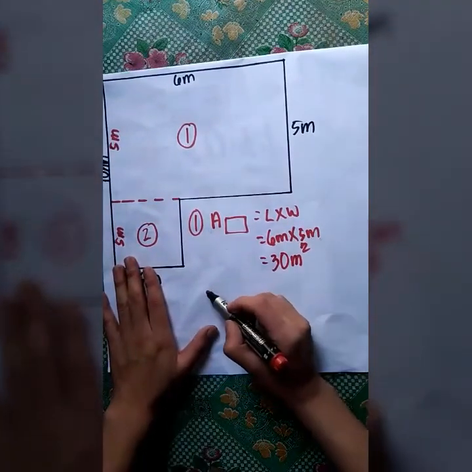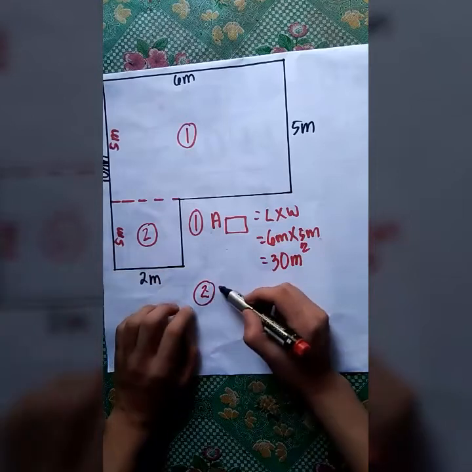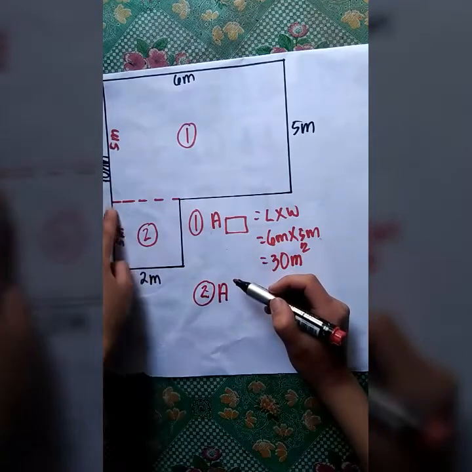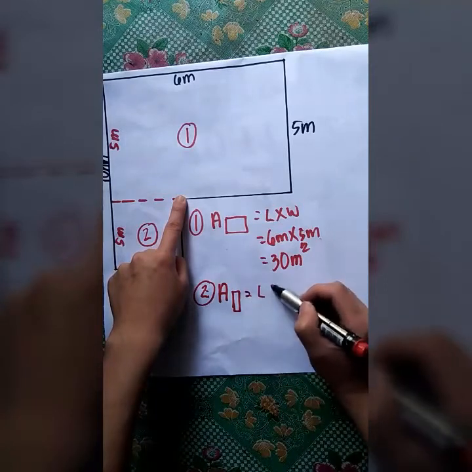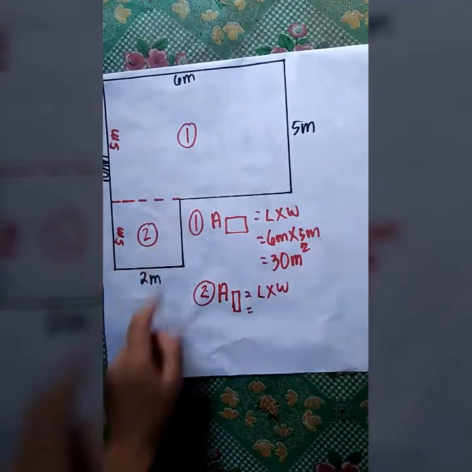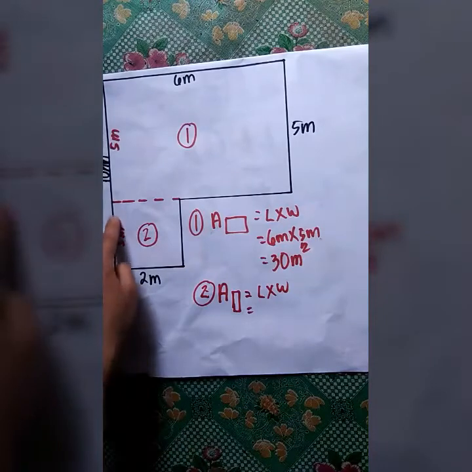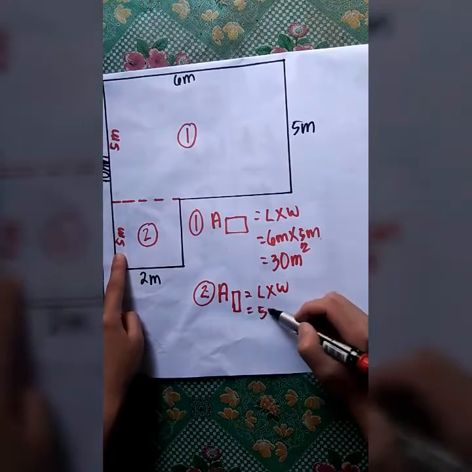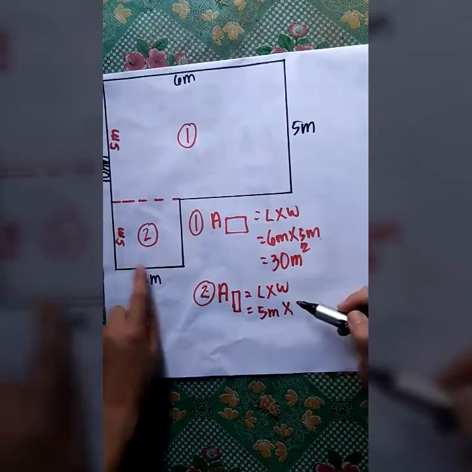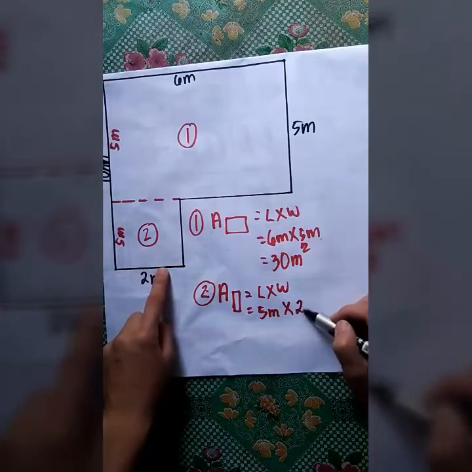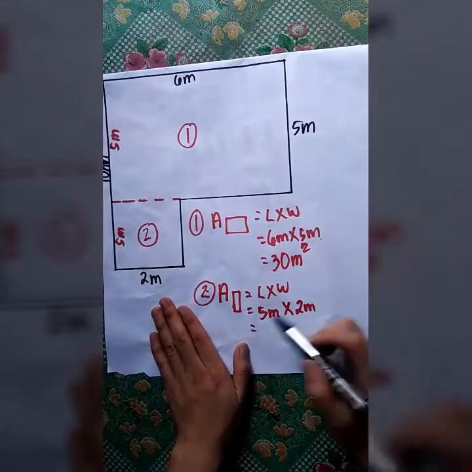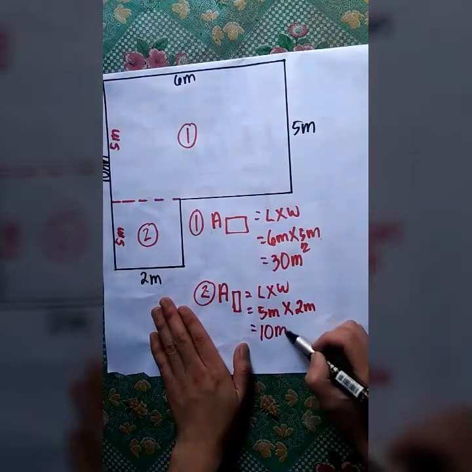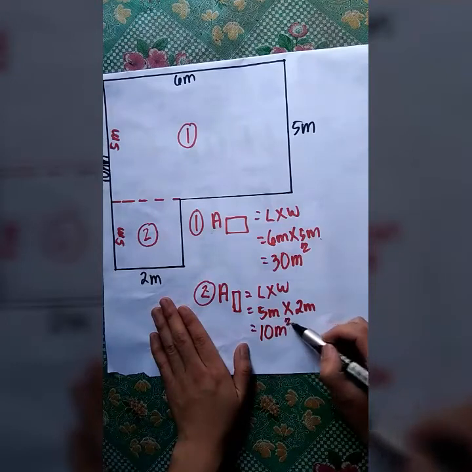Now we are going to solve for the area of the second figure. Length times width. Length is 5 meters. Multiply it to the width, which is 2 meters. Or 5 times 2, 2 times 5, just the same because you're just going to multiply them. 5 times 2, that is 10 meters squared.